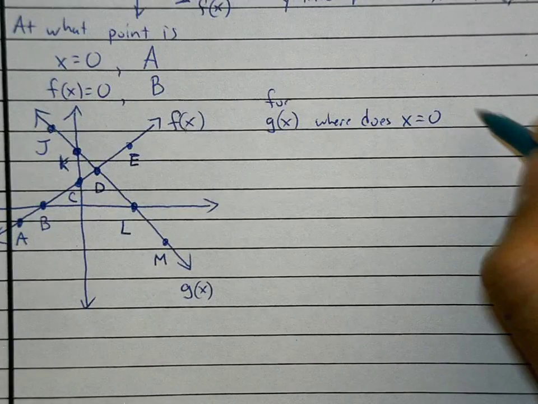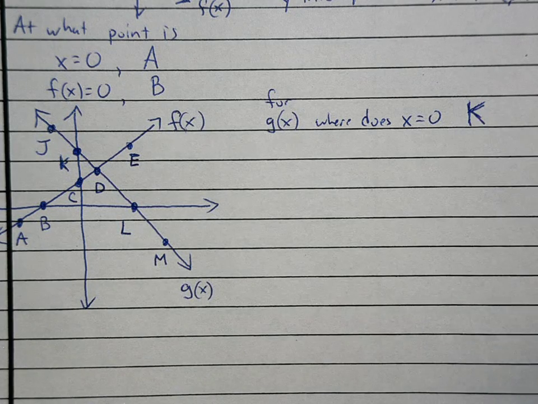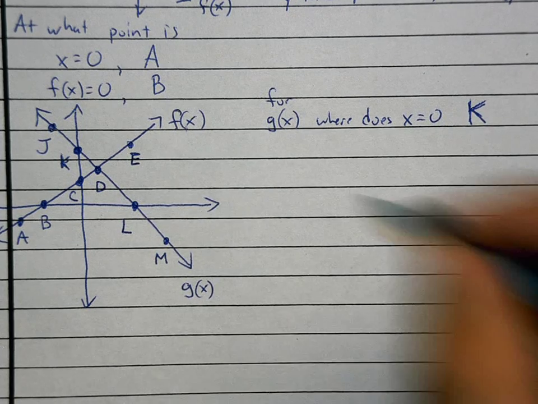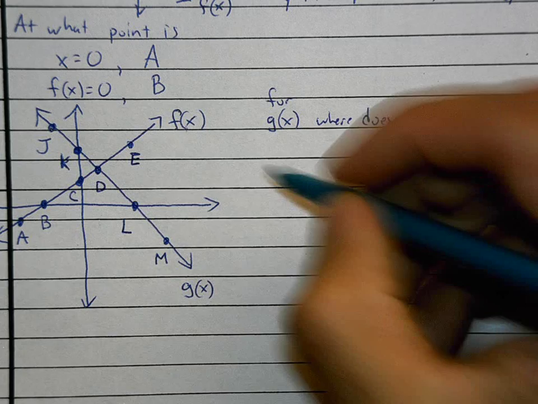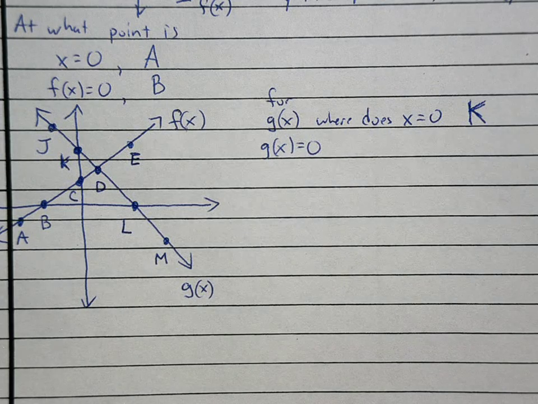the correct answer is K. How many of you put K down as your answer? Raise your hand. Ooh, that's almost everybody. That's like 100% of you. Okay, since you know that, I don't even need to explain. Let's go further. G of x equals 0. Where does g of x equal 0? Pick a letter.